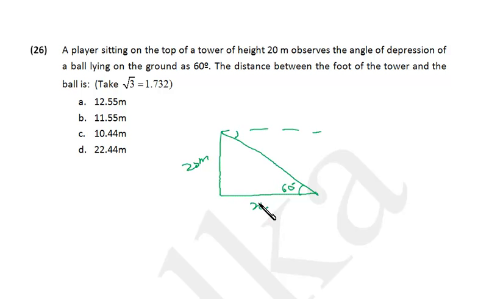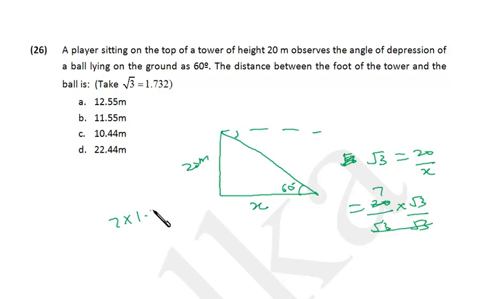The relationship between these two is given by tan theta. So tan 60 degrees, that's root 3, is equal to 20 by x. So x is 20 by root 3, or we can rationalize it. So this is 20 root 3 by 3, almost 7 into 1.73, that's around 12.55.